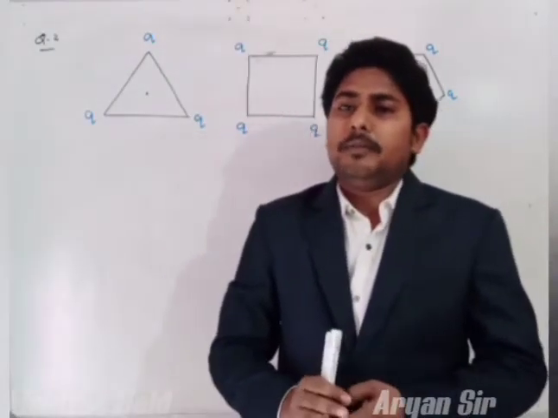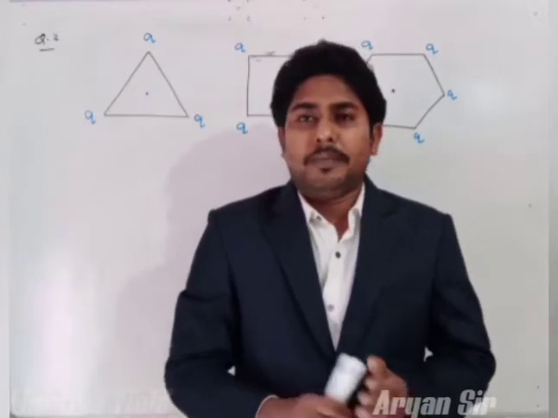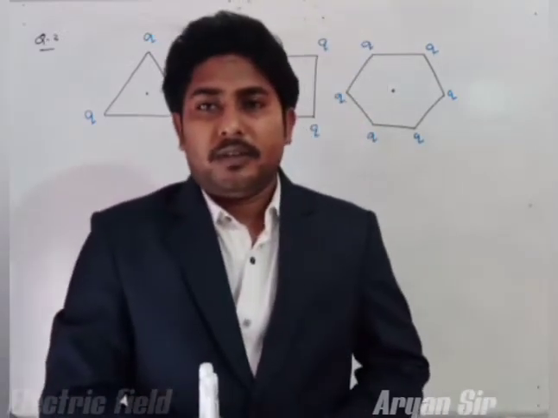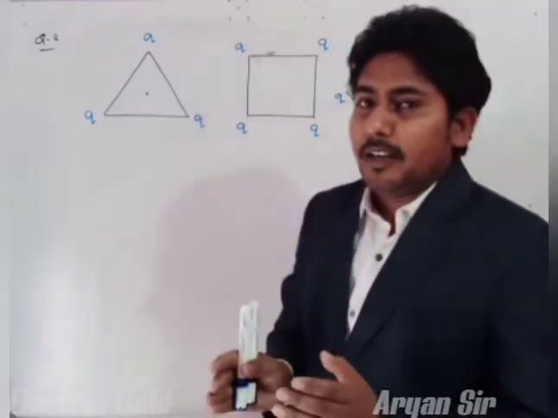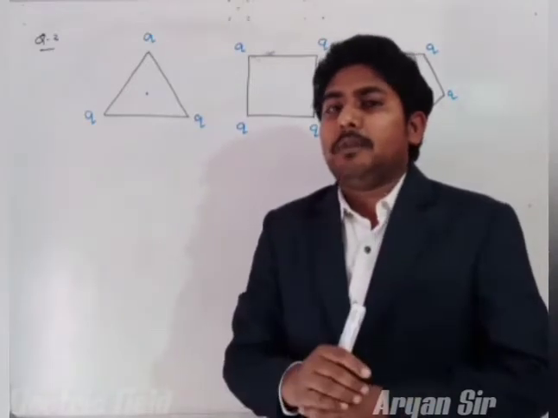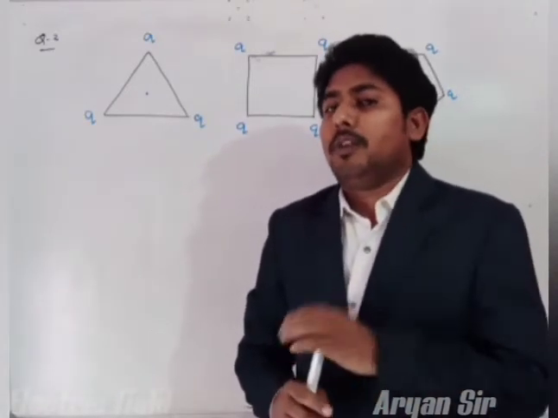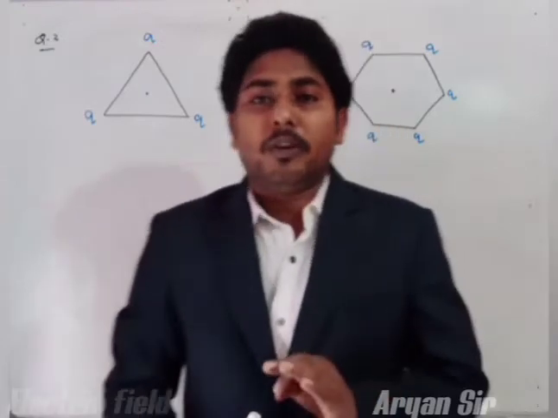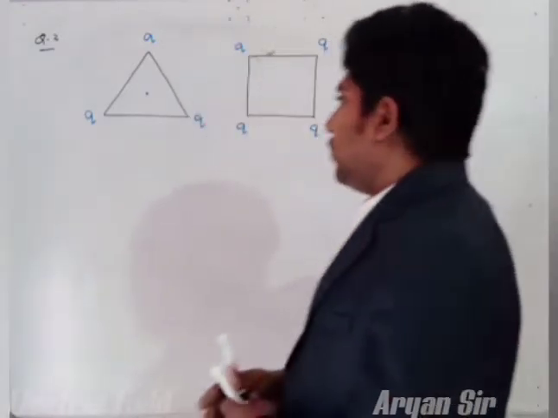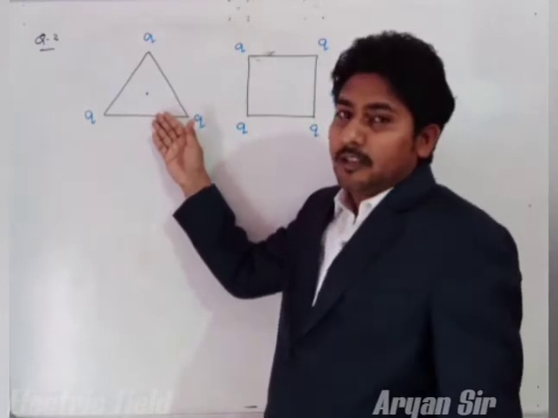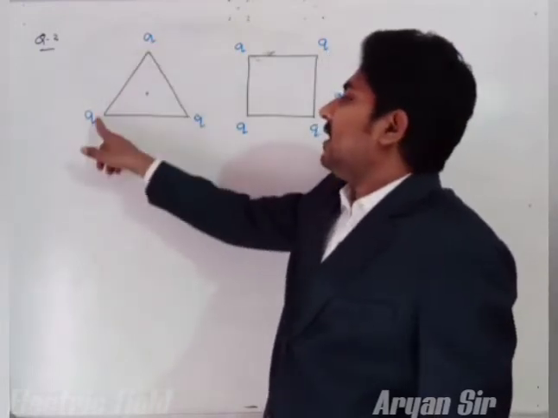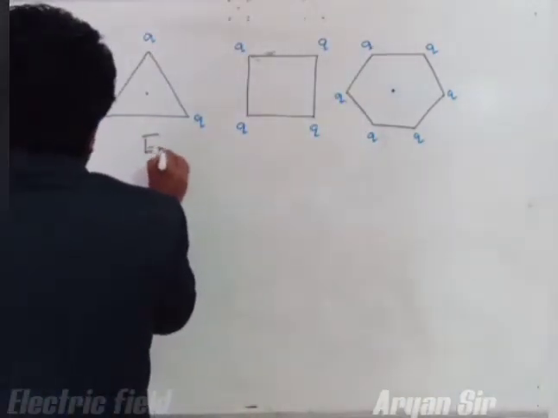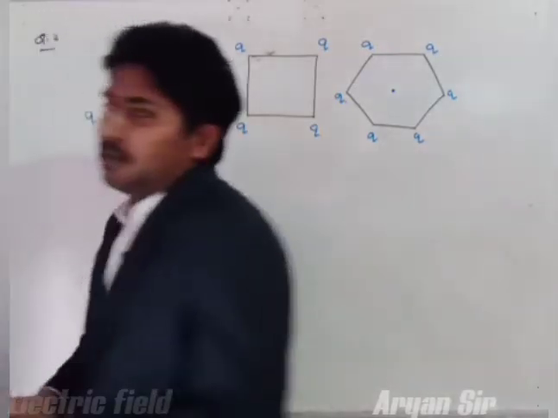Now we have some problem, this is also called a symmetric problem. See, if there is a case of a regular polygon, and equal charges have been placed at the vertices of the regular polygon, the net electric field intensity at the center of the regular polygon remains zero. Let us suppose this is a regular polygon of three sides, that is called an equilateral triangle, and here equal charges have been placed at its vertices. So net electric field intensity E net at its center is equal to zero.